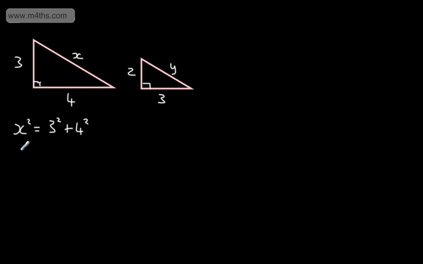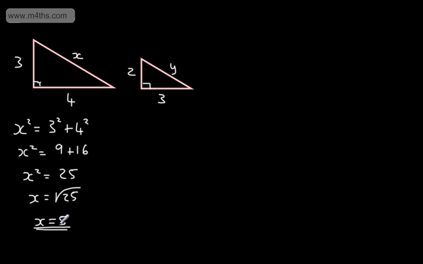So we're going to get that x squared is equal to 9 plus 16. X squared is equal to 25. We take the positive square root and we're going to have x is equal to the positive square root of 25, and x would give us 5. This now is an integer value. It's a whole number, or if you like, a rational number.